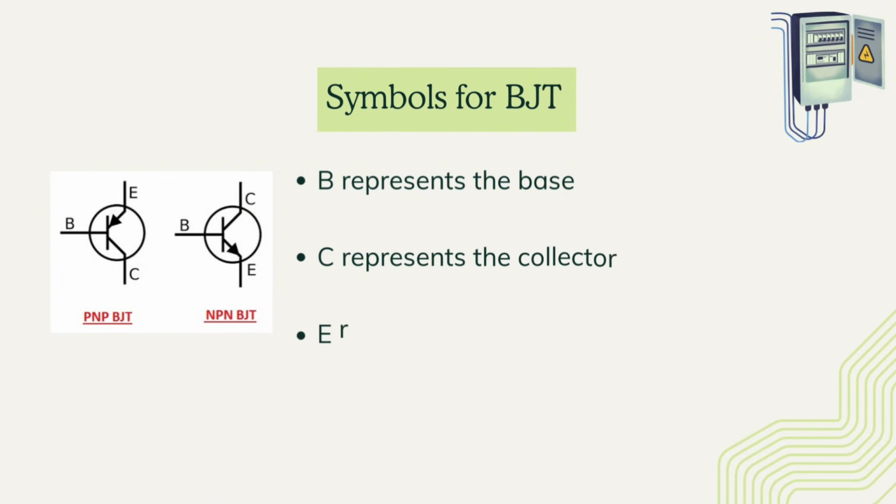Let me introduce you to the symbol for BJT. The following is the BJT symbol, and it is divided into two, namely PNP and NPN. Next, we find that there are three letters in the diagram, which are B, C, and E, where B represents the base, C represents the collector, and E represents the emitter.